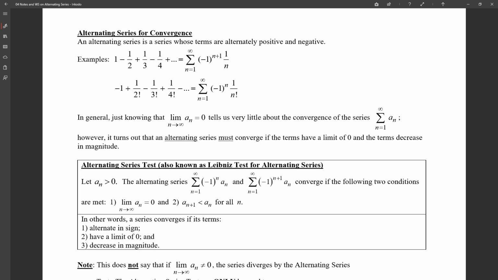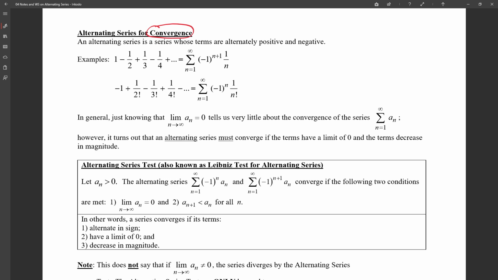All right guys, let's look at the notes for alternating series for convergence. And again, this is a convergence test. It's not a divergence test, so there's no way to tell if a series diverges with this test, but it does tell you if the series converges. First of all, let's look at what an alternating series is.